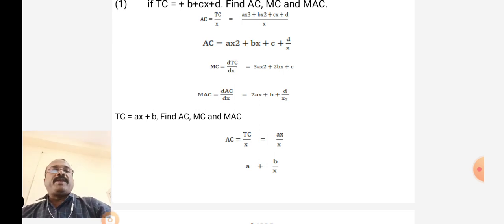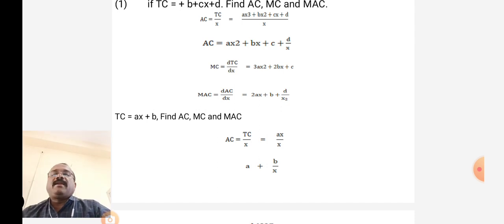One way is that AC equals TC divided by x, which is always equal to (ax plus b) divided by x, that is AC equals TC divided by x, which is always equal to a plus b divided by x. This is how the TC equals ax plus b function is used to calculate the average cost.